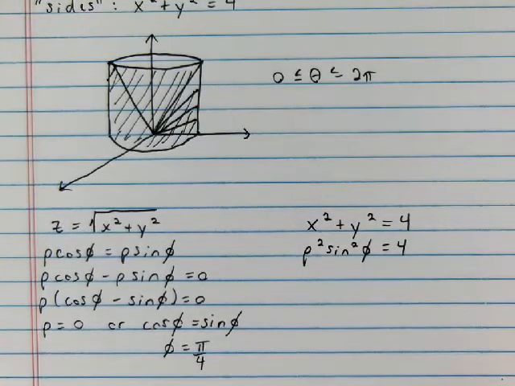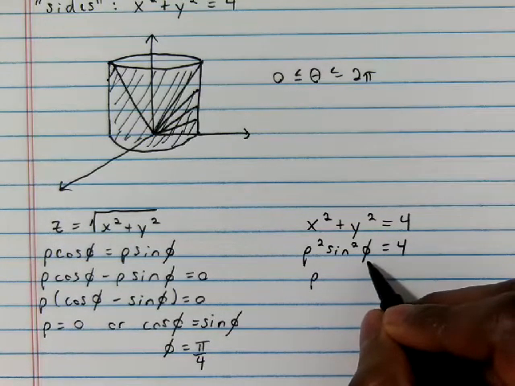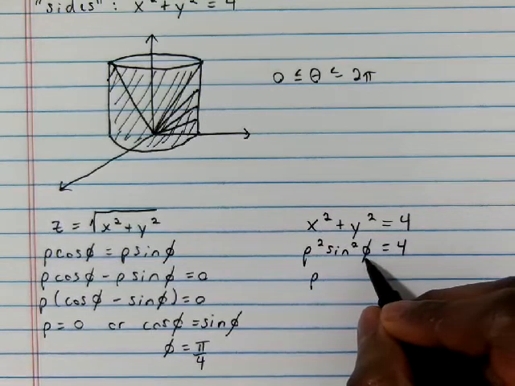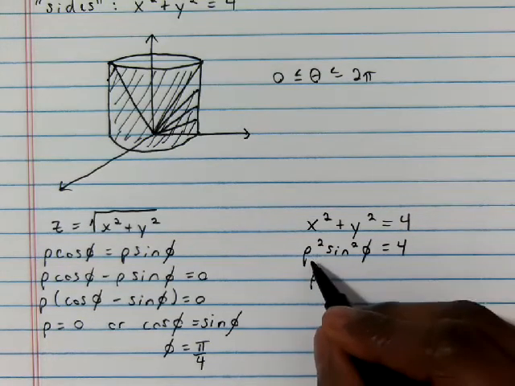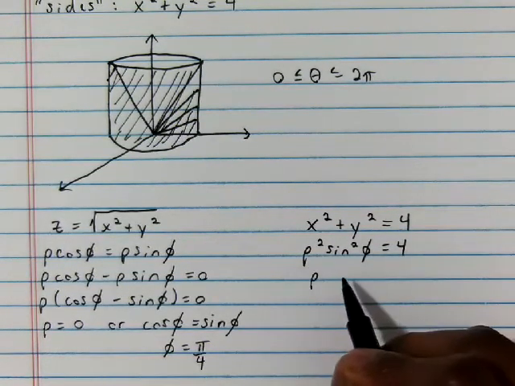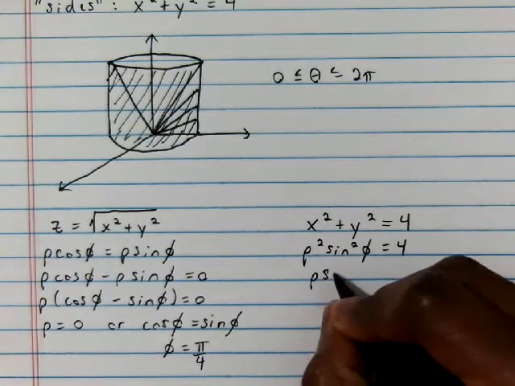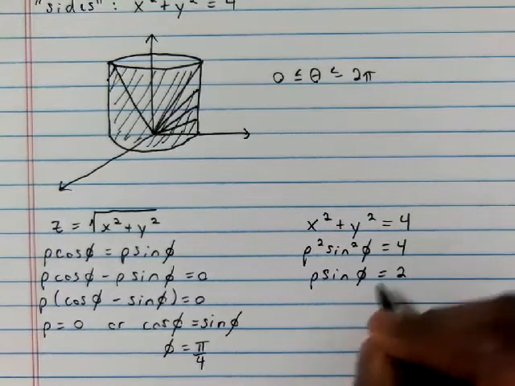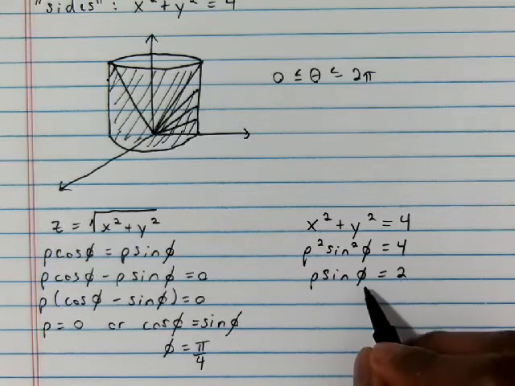We take the square root of both sides here, and because phi is always, just in general, between 0 and pi, that means sine of phi is always greater than or equal to 0, and rho is always greater than or equal to 0. So when we take the square root of both sides, we're not going to get a plus or minus. We're just going to get rho sine phi equals 2, because both of these things always have to be greater than or equal to 0 for the bounds that we have in spherical coordinates on phi.